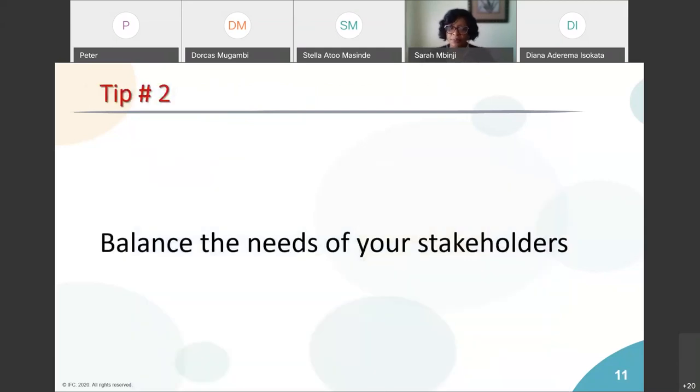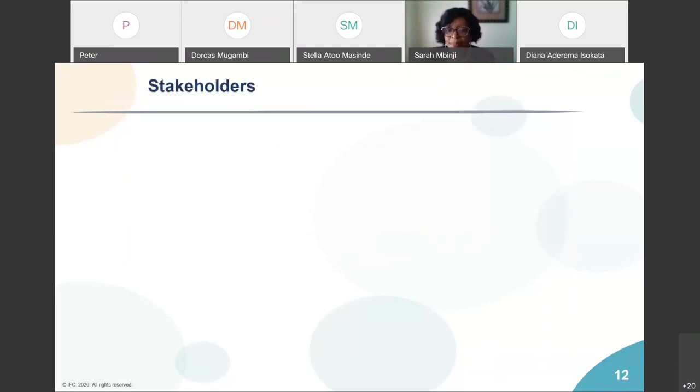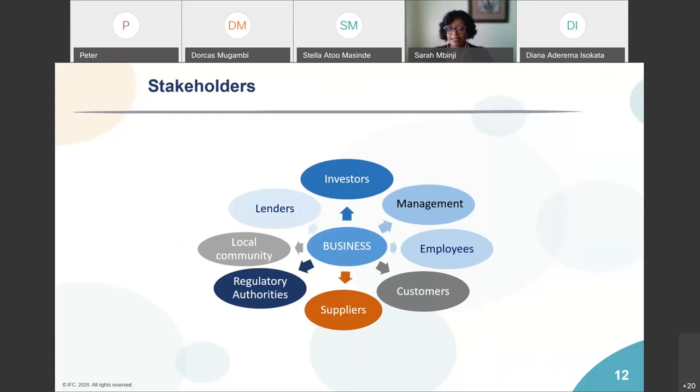Tip number two, it's very important for us as importers and clearing and forwarding agents to understand the different needs of our stakeholders. And who is a stakeholder? A stakeholder is anybody who interfaces or interacts with your business in one way or another. So for example, that's you in the business, there in the center, and there are people who surround you because nobody operates in a vacuum.